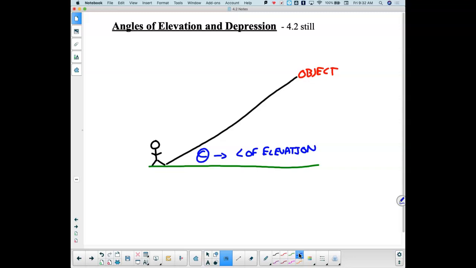Okay? Angle of depression. So now you're standing up high somewhere and you're looking down on something. So it's the angle that your eyes have to go from horizontal to go down to the object. Straight out horizontal to go down to the object. So now you would be up here. And this, we'll call it beta, is the angle of depression.